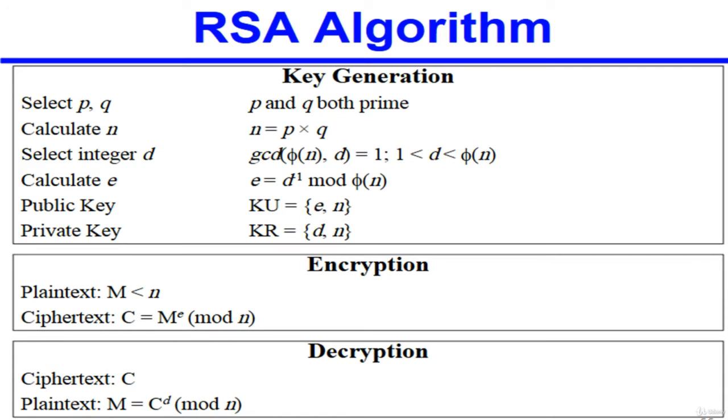The RSA algorithm requires key generation, encryption, and decryption. Let's look at some of the math for each. In key generation, we select numbers P and Q, where P and Q are both prime numbers. We calculate n by multiplying P and Q. Also note that in encryption, the ciphertext, capital C, equals capital M to the E modulo n. And in decryption, the plaintext, capital M, equals capital C to the D modulo n.